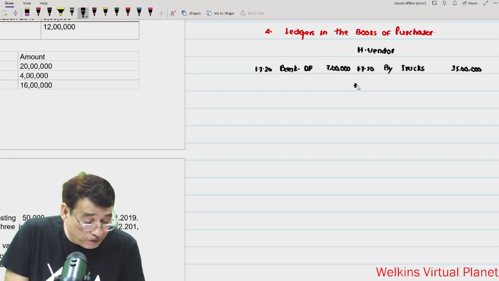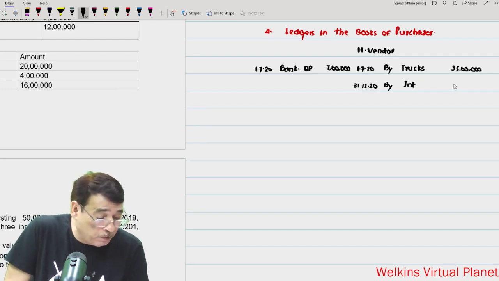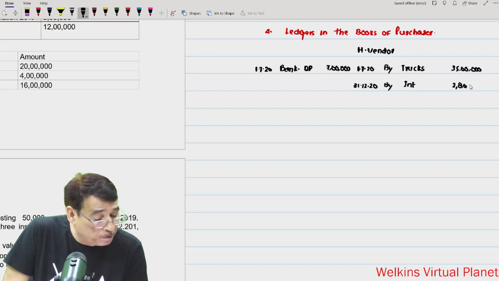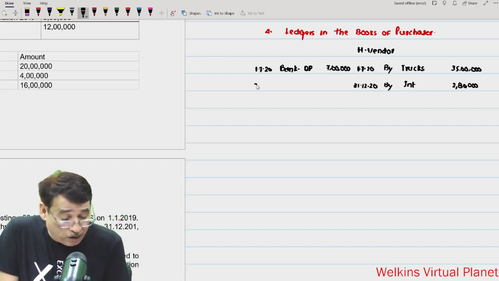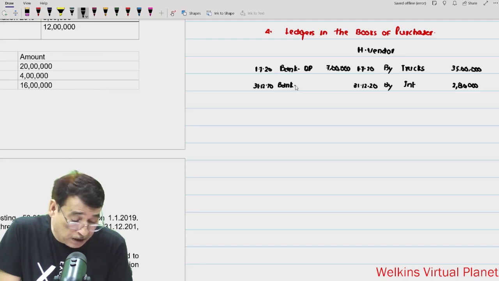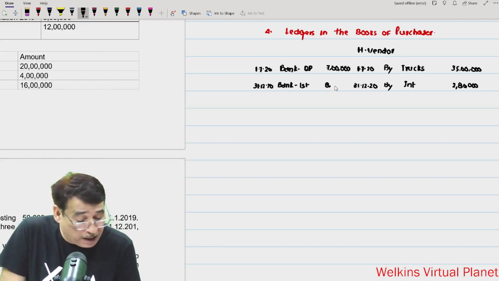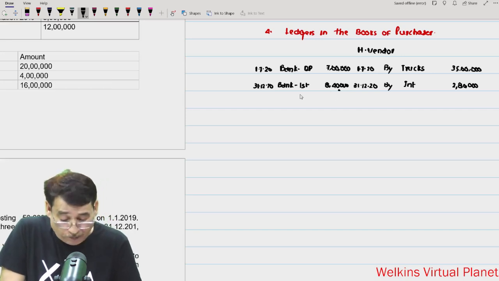Then after 6 months, we come to 31st of 12, 2020. We will pass the entry for interest due. We computed interest in the first installment. It was 2 lakh 80. And then we write here 31st of 12, 2020, we pay the first installment, which we duly paid. The first installment which you computed is actually 8,40,000. Remember one thing, in ledger, always the gross installment will come over here.